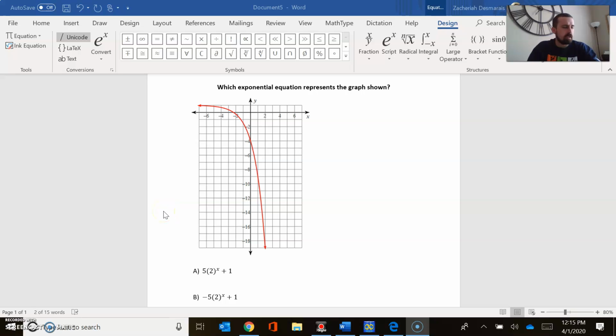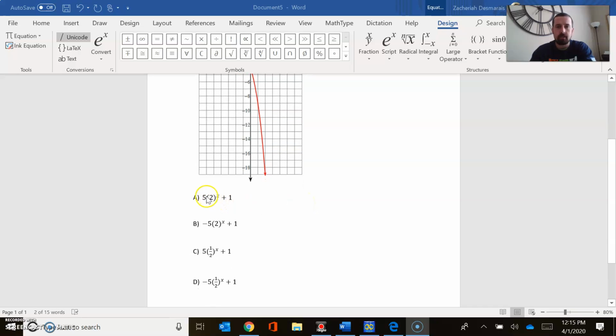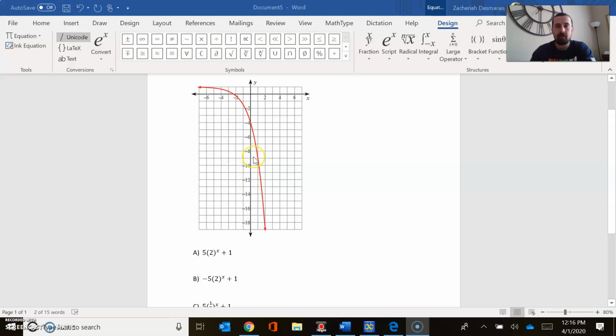Now we're looking at questions 16 and 17 for the quiz. Essentially, you're going to be given a graph just like this, and then you're going to be given some answer choices. So notice we have our answer choices, we don't know which one it is, and we have our graph.